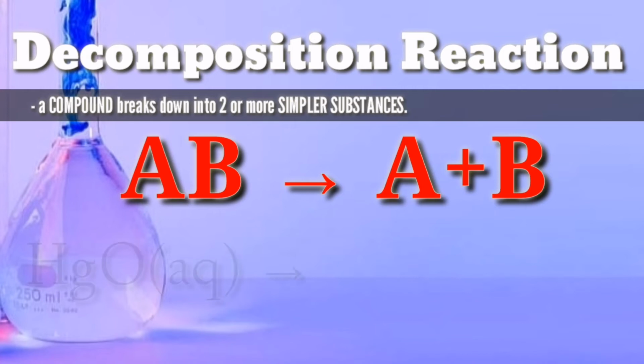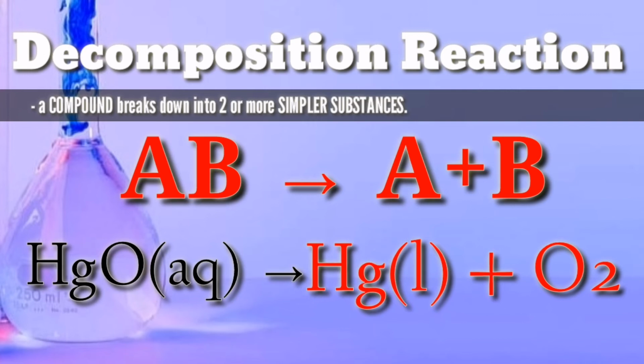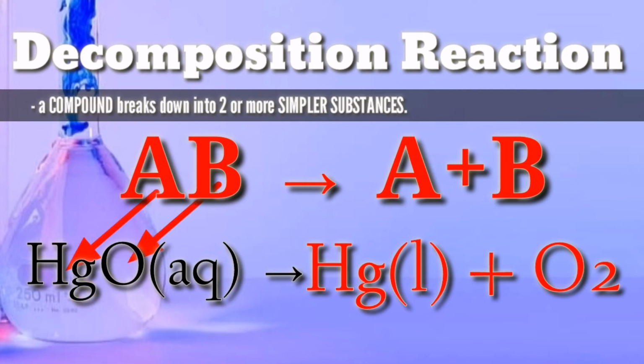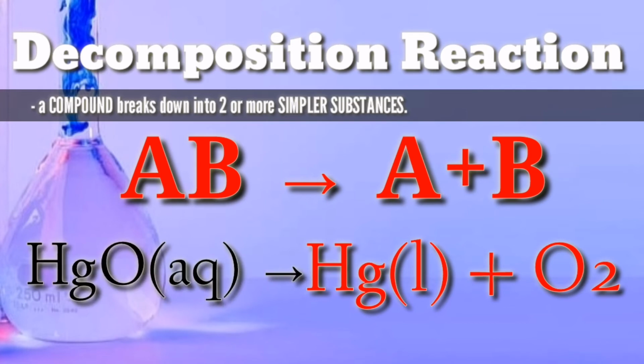For example, mercury oxide decomposes when heated to produce mercury and oxygen gas. In compound AB, which is the mercury oxide, wherein A is mercury and B is oxygen, by the process of decomposition, we are just going to simply split AB into A plus B. In the case of mercury oxide, that's mercury plus oxygen gas. If you are going to ask why there is subscript 2 in oxygen, just remember the diatomic molecules that we discussed in the combination reaction.